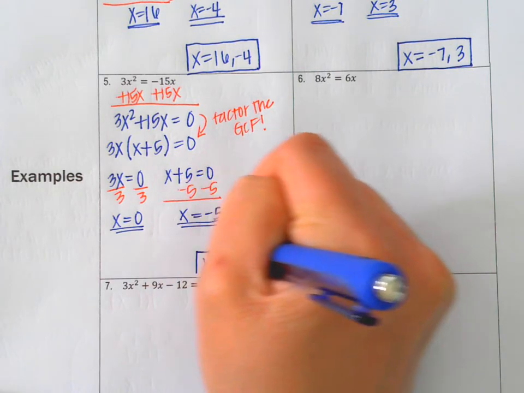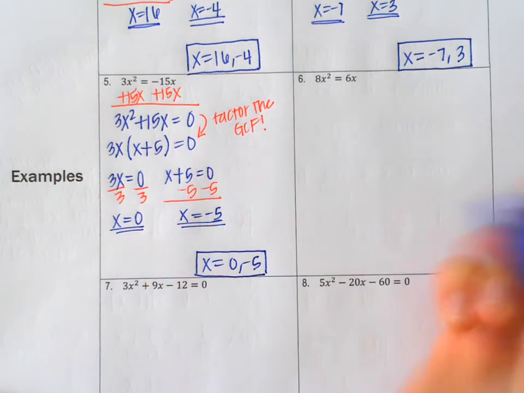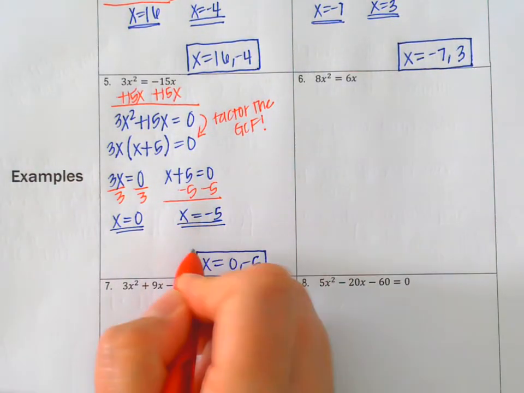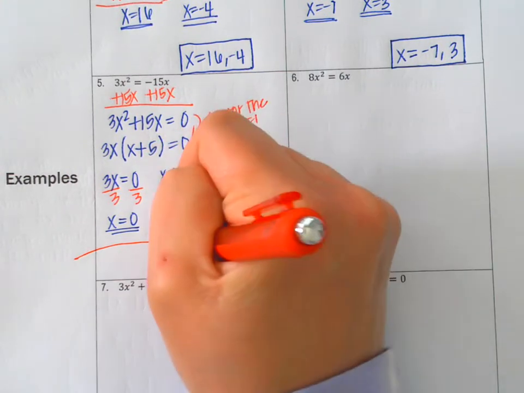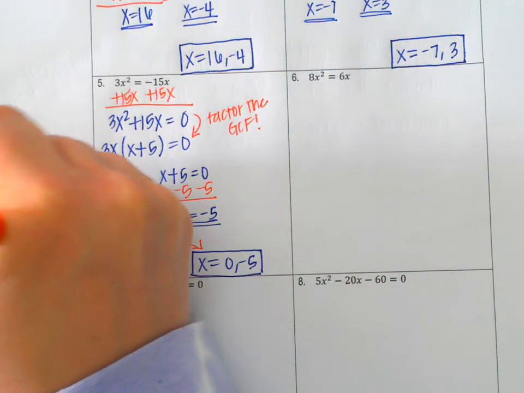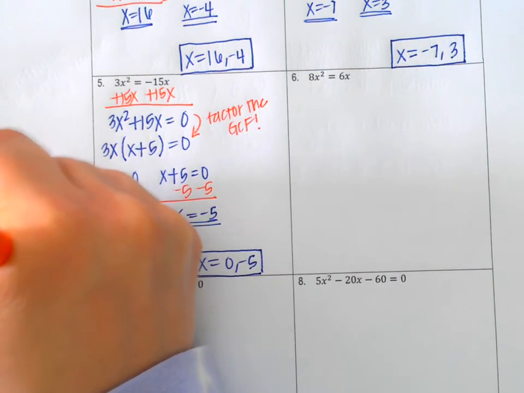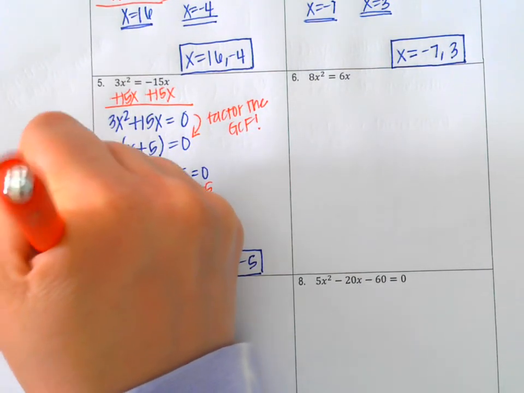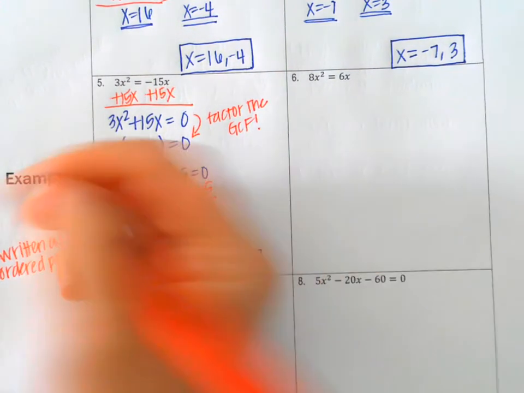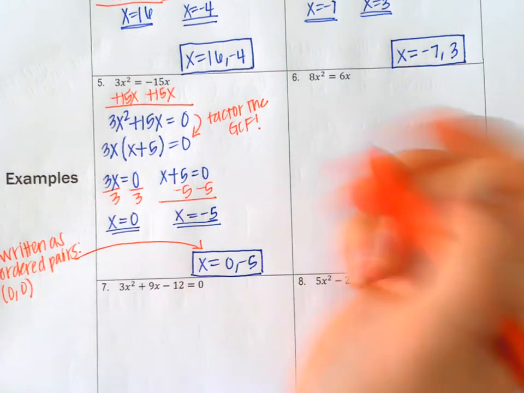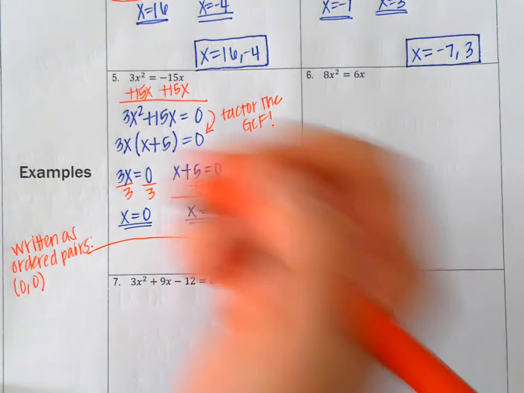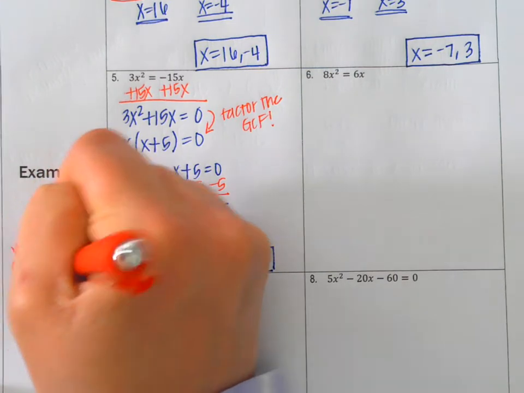0 and -5. Now written as ordered pairs, because of that 0, this one would be (0, 0), which would also be the y-intercept, and (-5, 0).